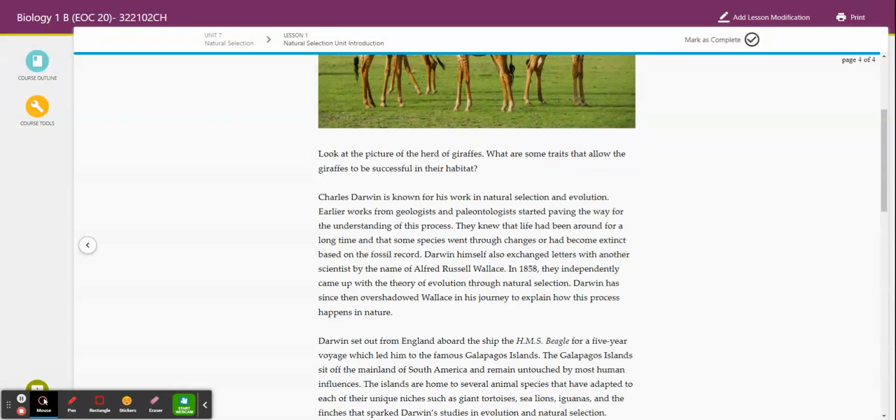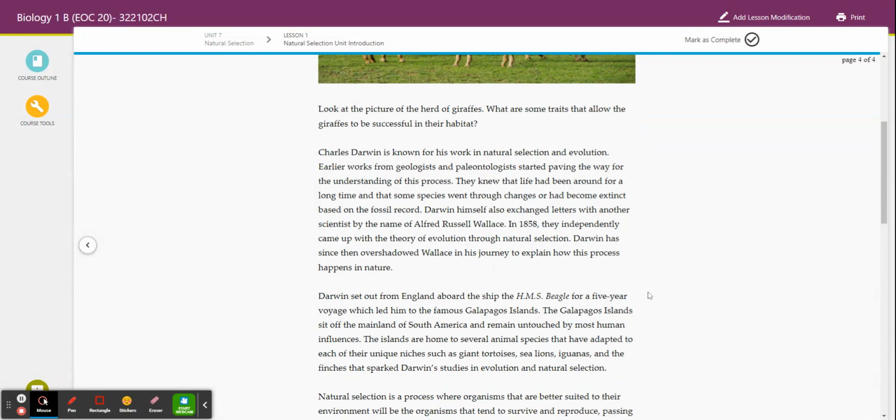Darwin himself also exchanged letters with another scientist by the name of Alfred Russel Wallace. In 1858, they independently came up with the story of evolution through natural selection. Darwin has since then overshadowed Wallace in his journey to explain how this process happens in nature.